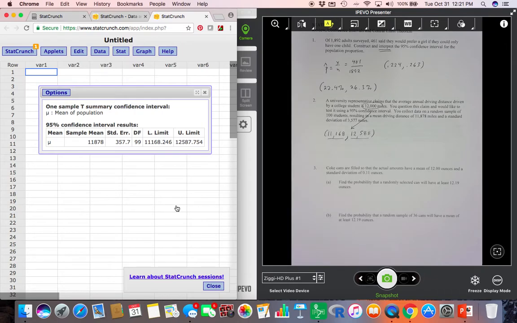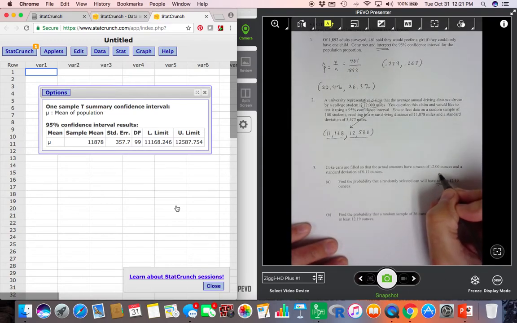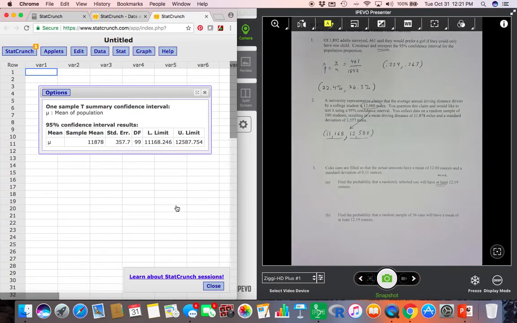Question number 3, Coke cans are filled so the actual amounts have a mean of 12 ounces and a standard deviation of 0.11 ounces. Find the probability that a randomly selected can will have at least, now guys remember at least means more. So, again, I remember missing a problem like this in my first statistics class, and it was a lesson well learned. If somebody walks into the room and they're at least 6 foot tall, it means they're 6 foot tall or higher, 6 foot or more. So I guess sometimes at least it's easy to think of that as less than, but it's not.